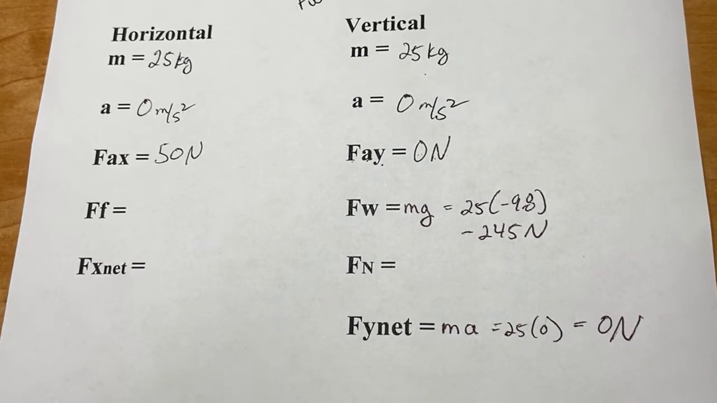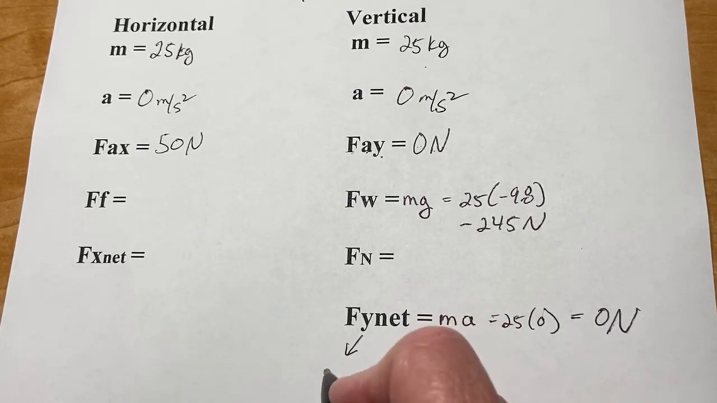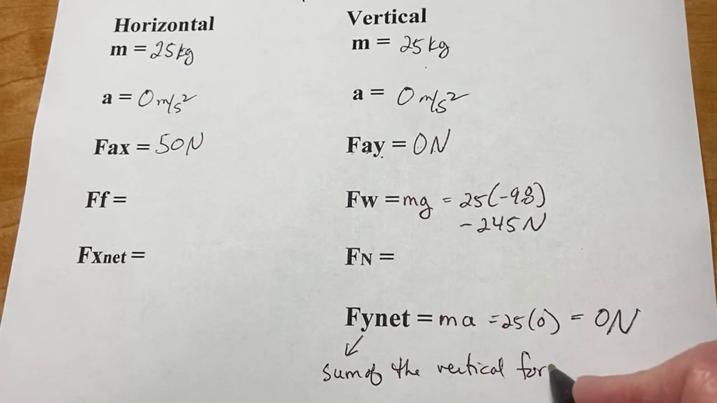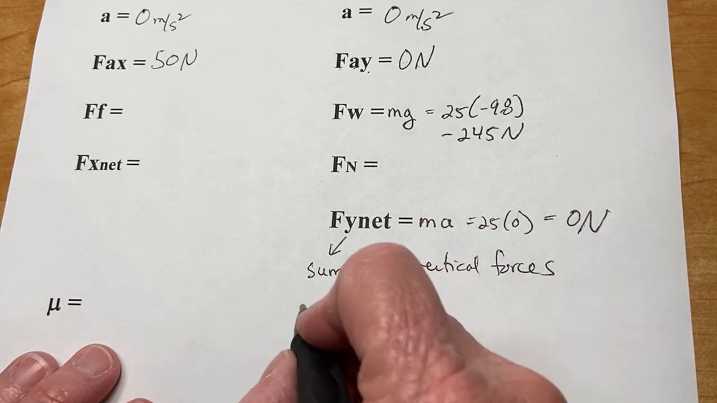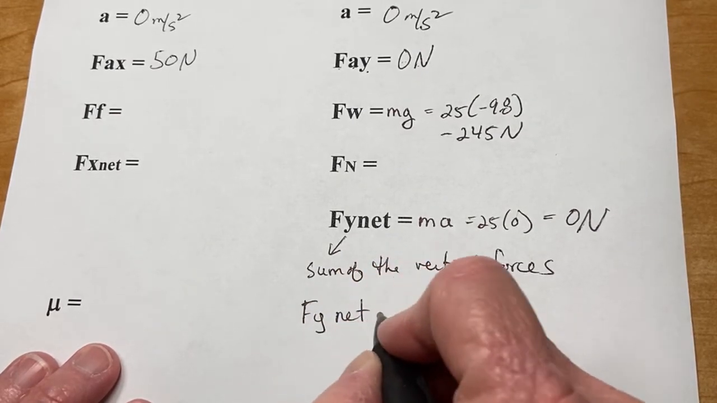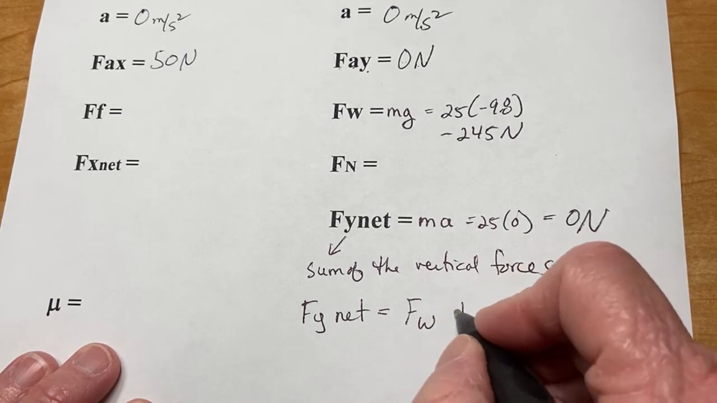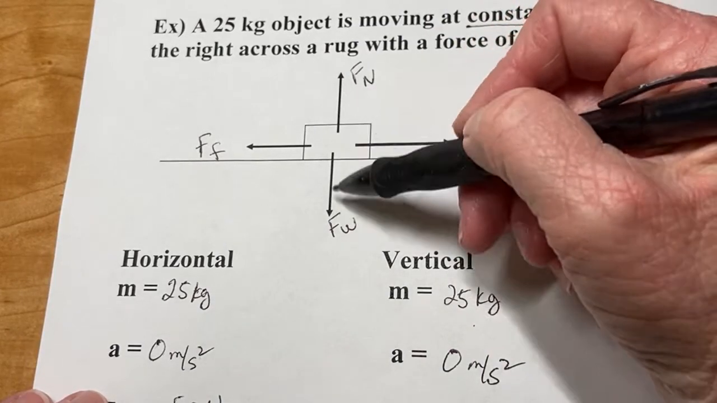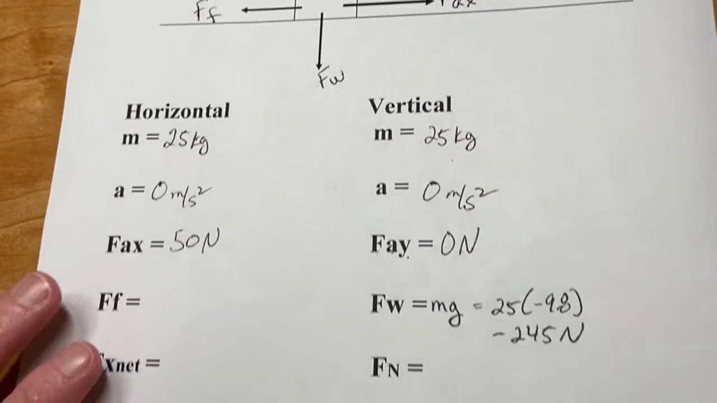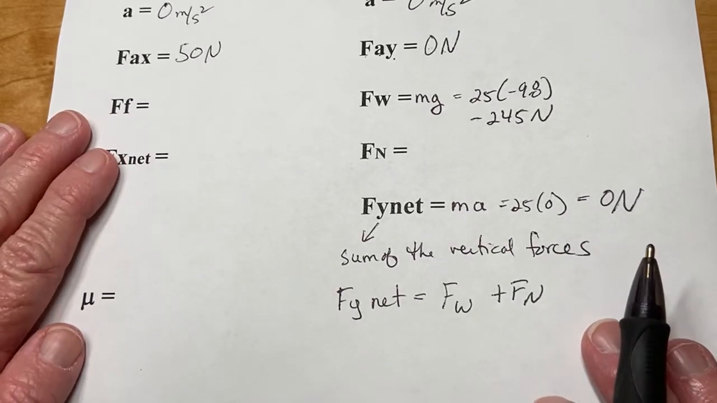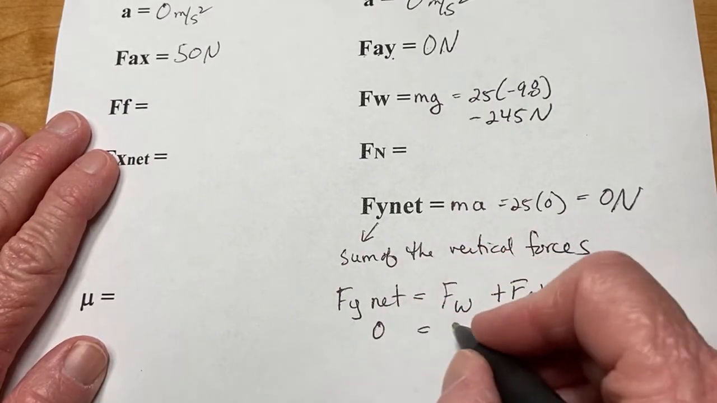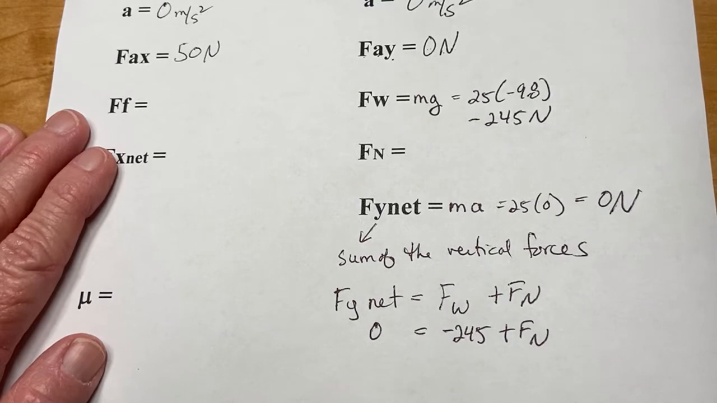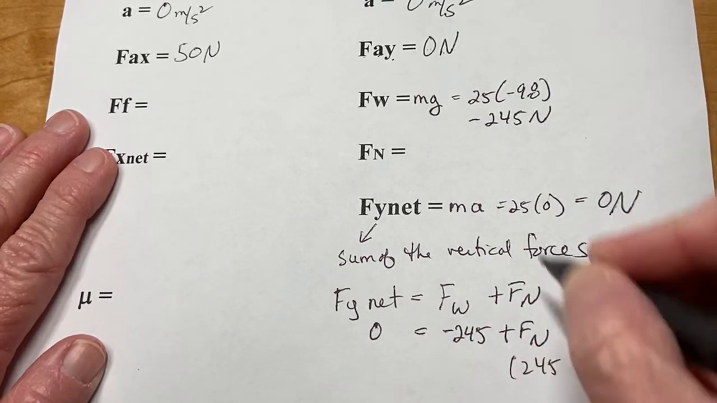There's another thing that we have to know about the net force. The net force is also equal to the sum of the vertical forces, which means in this particular case, Fy net equals Fw plus F normal. Because if I go to my picture, there's only 2 vertical forces involved here. And this is how we're going to find the normal force. So 0 equals negative 245 plus F normal. Well, what plus negative 245 equals 0? Positive. So it's going to be 245, and that's going to go here.